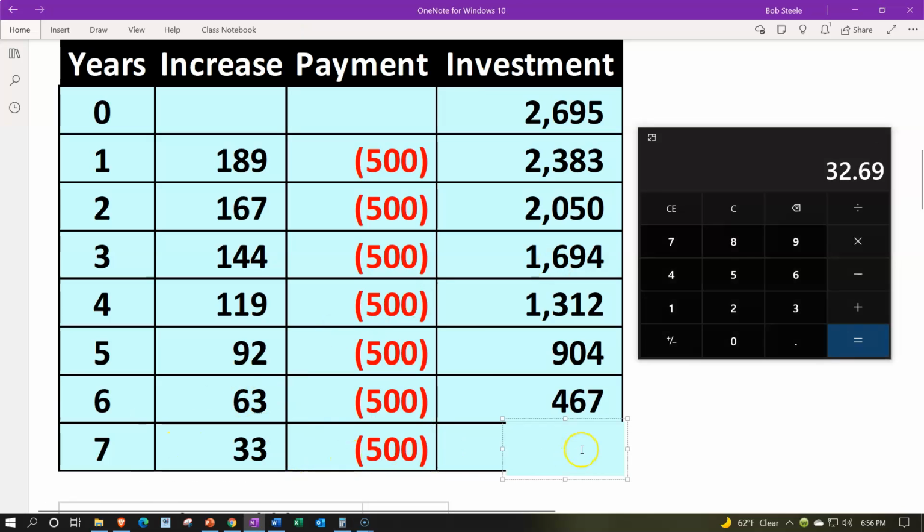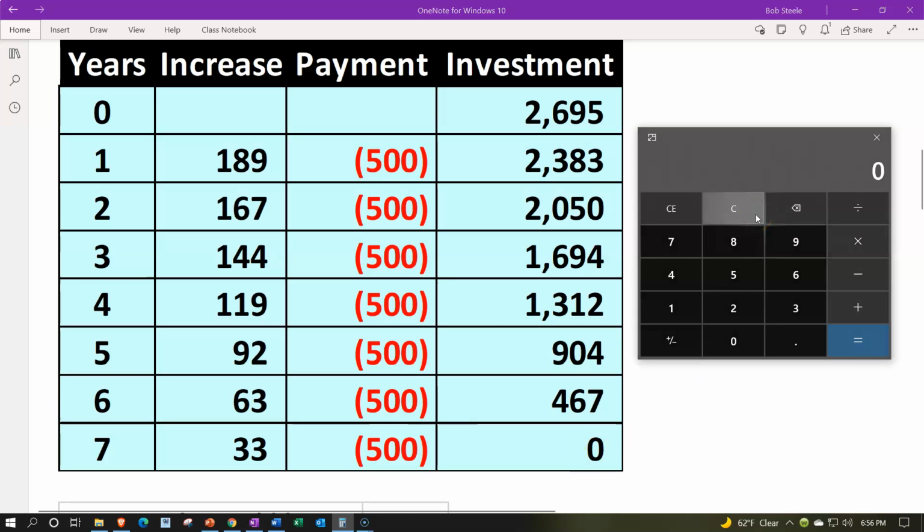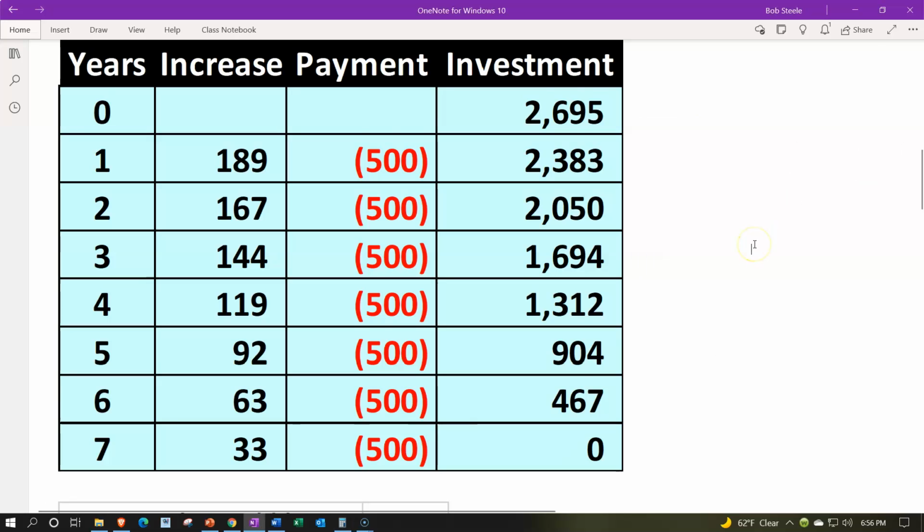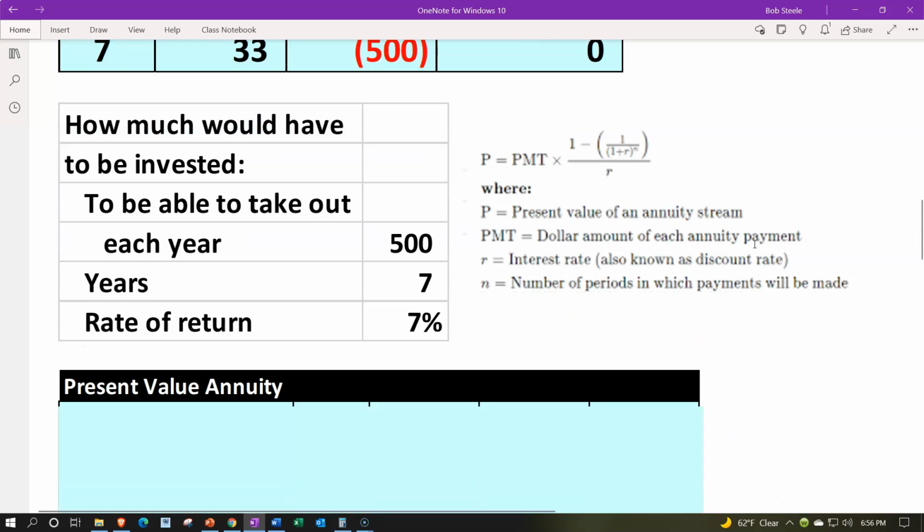And we take out another 500. And that should take us down to 0 if we take the finally the 467 plus the 33 minus the 500. And that'll kind of prove our calculation to us, hopefully. Hopefully you're convinced that it's been proven now.